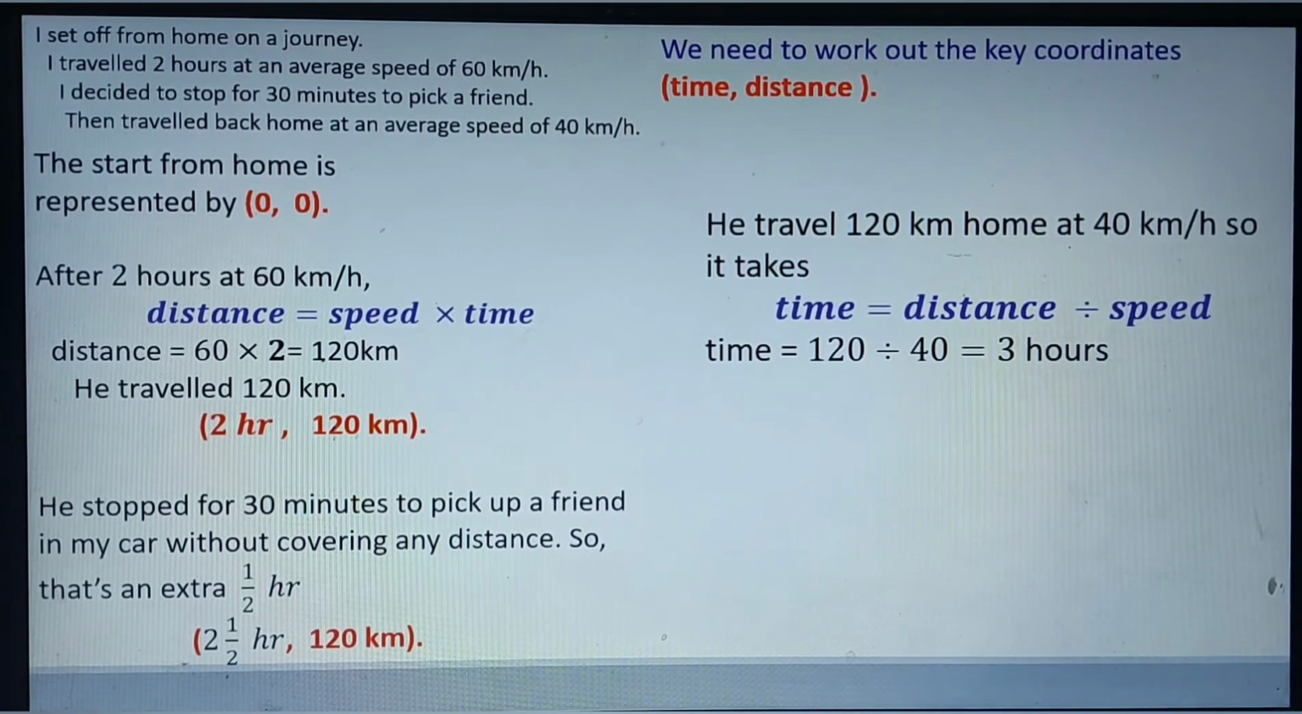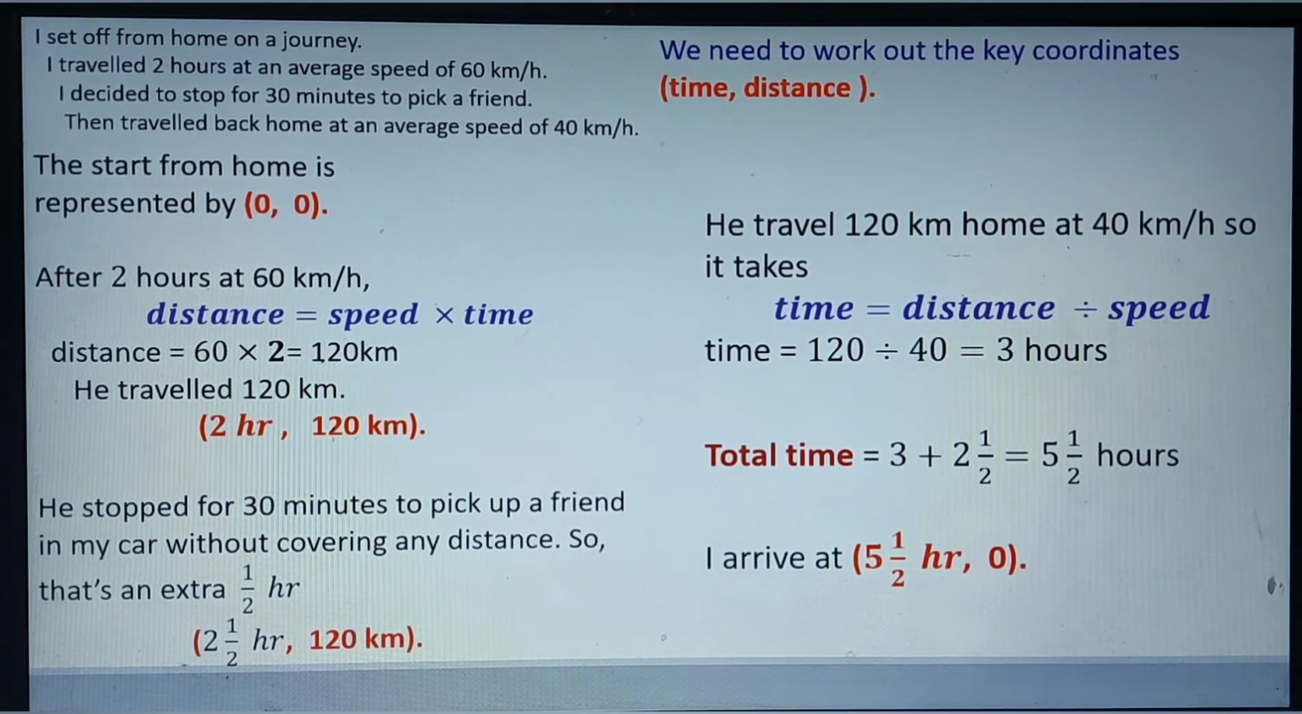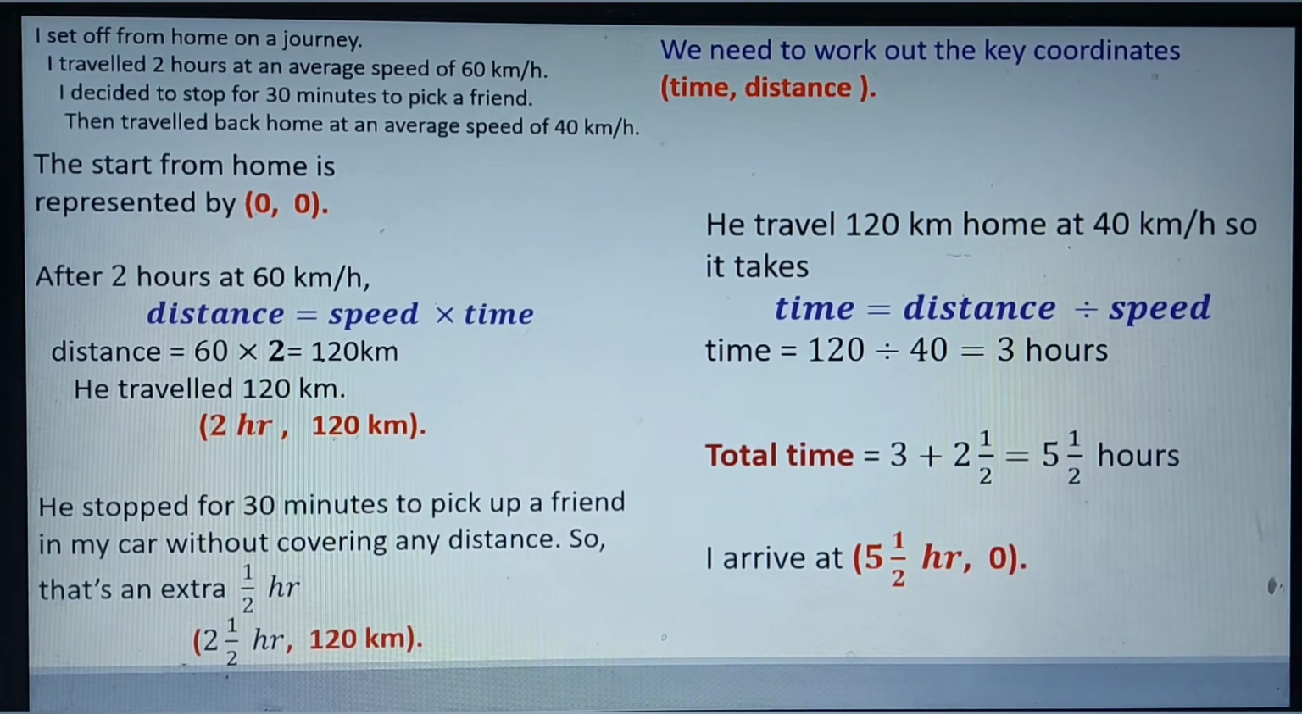So we need to find the total time taken for the journey. So the total time will be 3 plus 2.5. So that is 5.5 hours taken all together. So the time distance coordinate for the last one is 5.5 hours, 0, because no distance was covered at the time he got home. So we need to take the coordinates gotten from our workings to plot the graph.